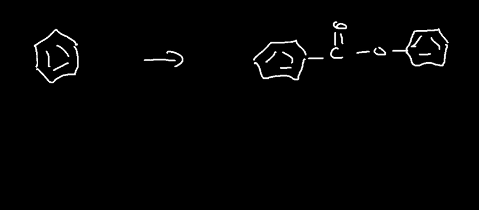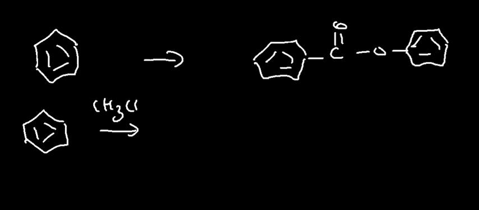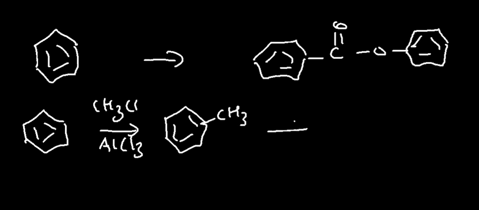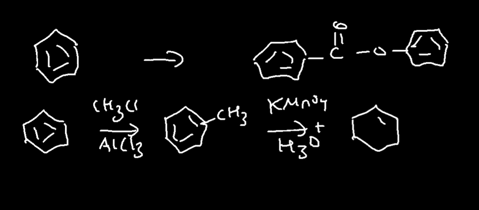What you need to do is first make a carboxylic acid. Add methyl chloride with aluminum chloride. So now you have your methyl group. You can use ethyl chloride or propyl chloride, doesn't matter. And then use potassium permanganate with H3O+. And this will convert it to a benzoic acid.